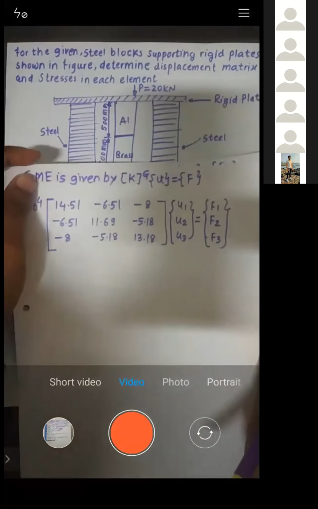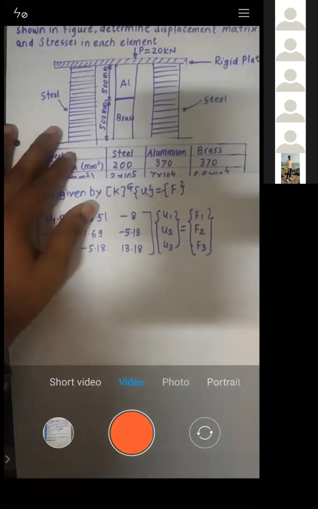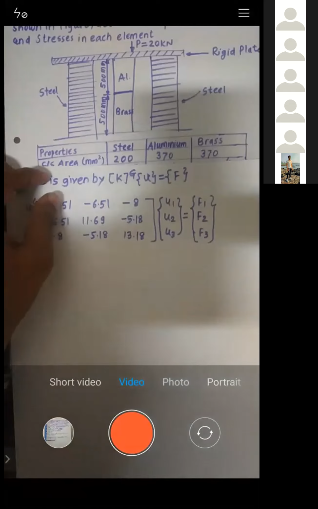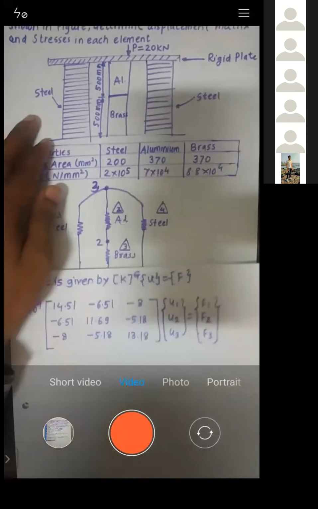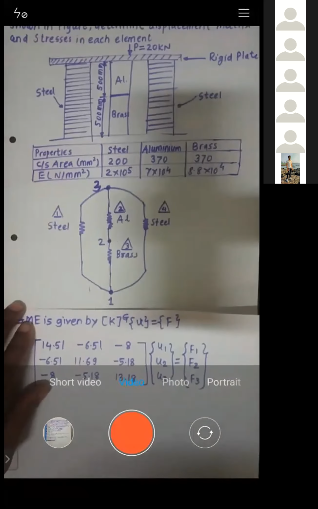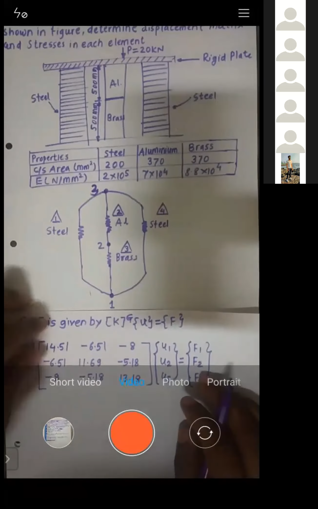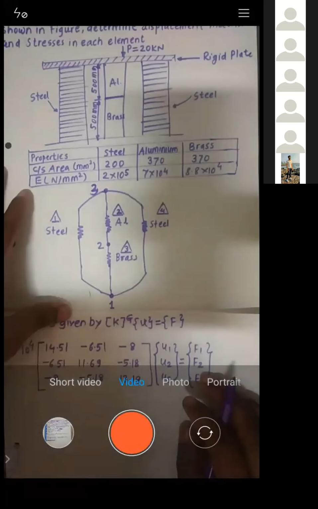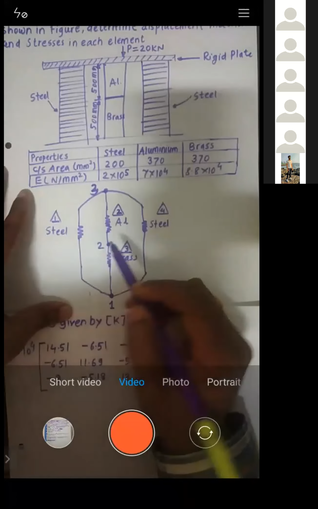So see, in FEA, before solving the equation, you try to impose the boundary conditions. So tell me, by looking at the diagram, what boundary condition can you apply? F1 is equal to 0. What are you saying? Sorry, F2 is equal to 0. That means force at node 2 is 0, directly you are saying.